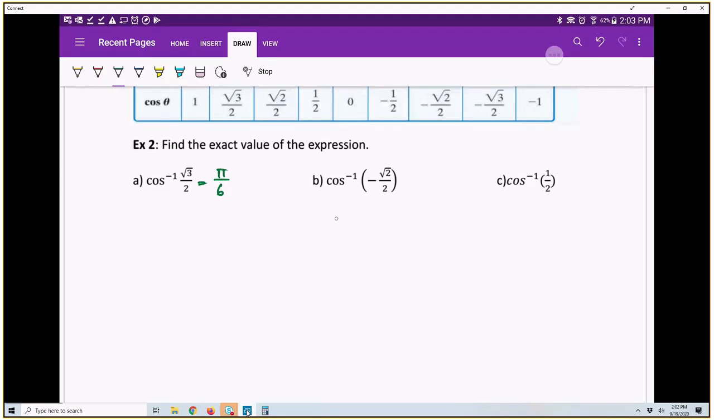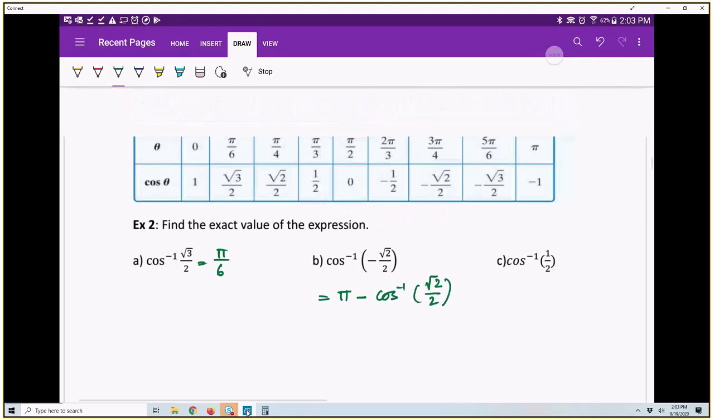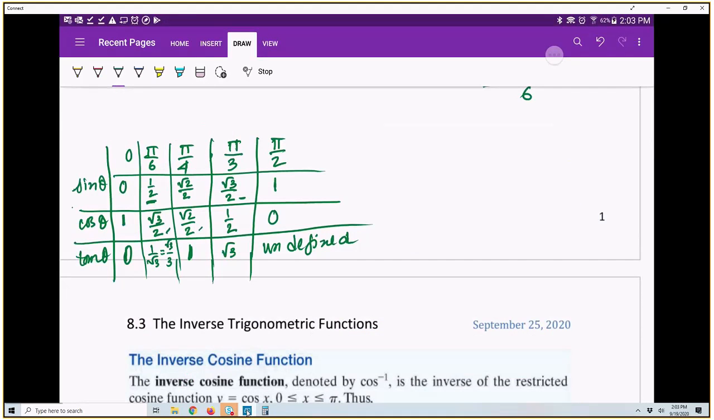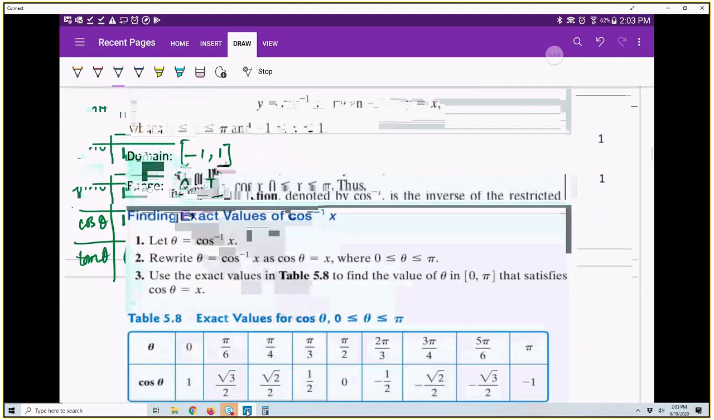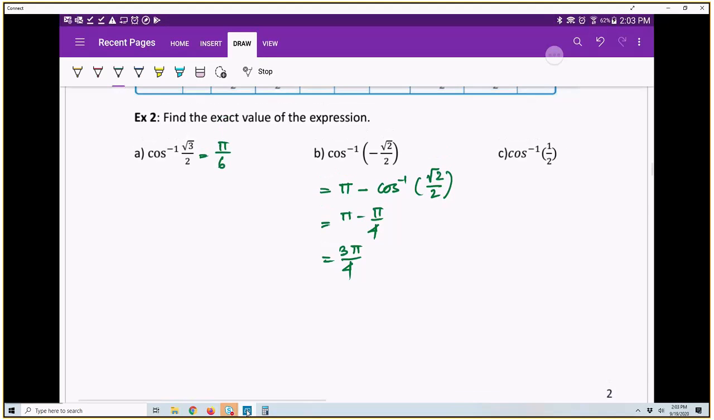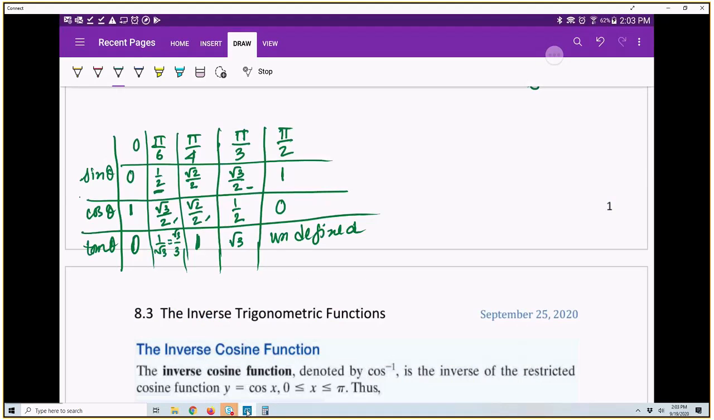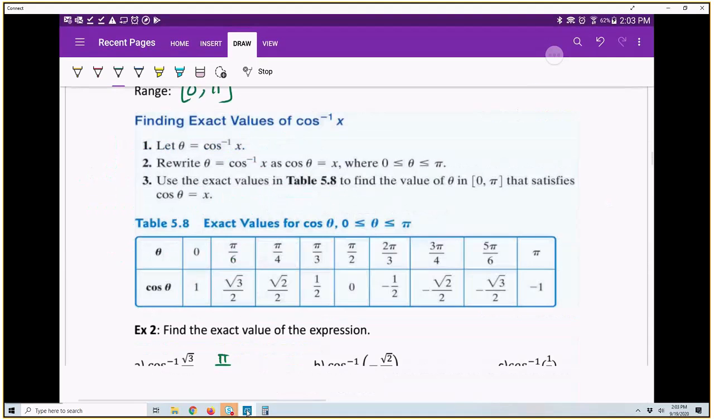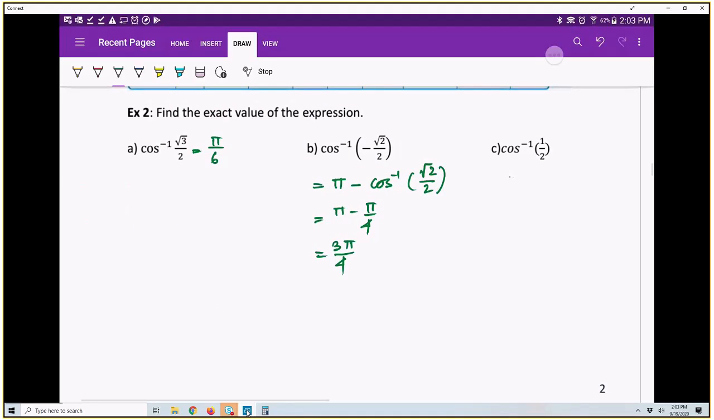But negative means I'm going to first write it as pi minus cosine inverse of square root of 2/2. Then you go back to the table and find where square root of 2/2 is for cosine. It's at π/4. So we'll go ahead and answer this question as pi minus π/4, which is 3π/4. Cosine inverse of 1/2, so it's positive, and 1/2 is the value at the angle π/3 for cosine. So your answer is simply π/3. And again, this is because the inverse is taken for a positive number.